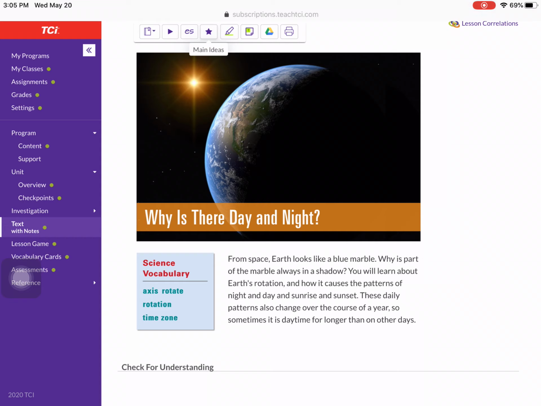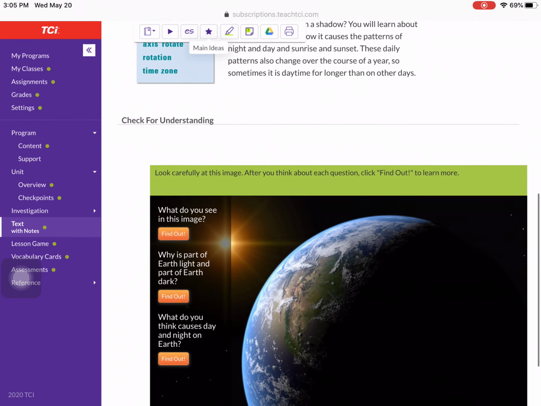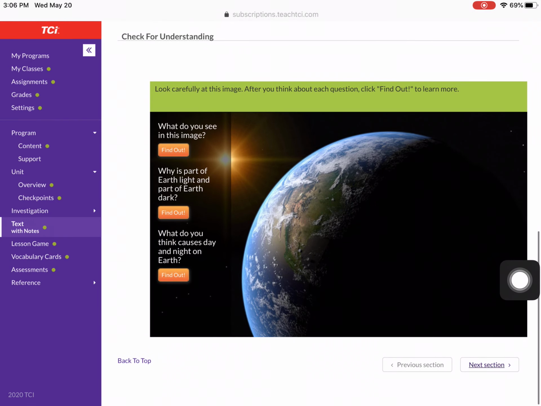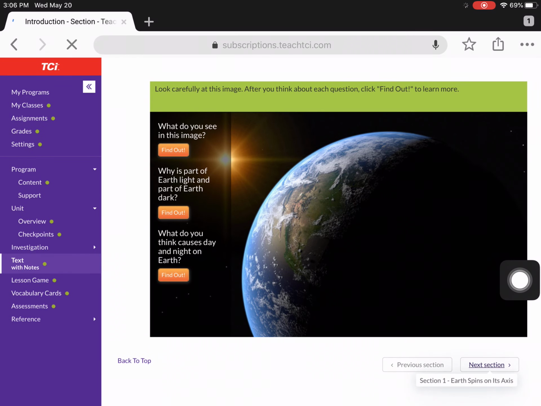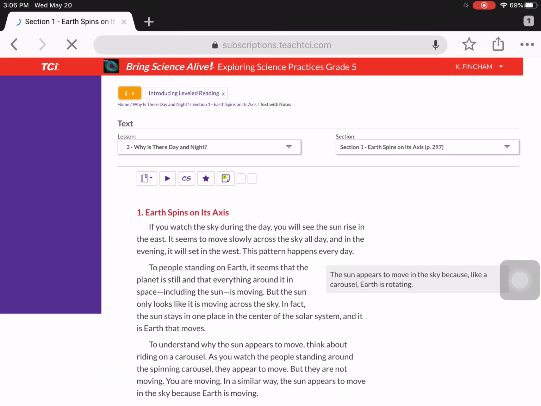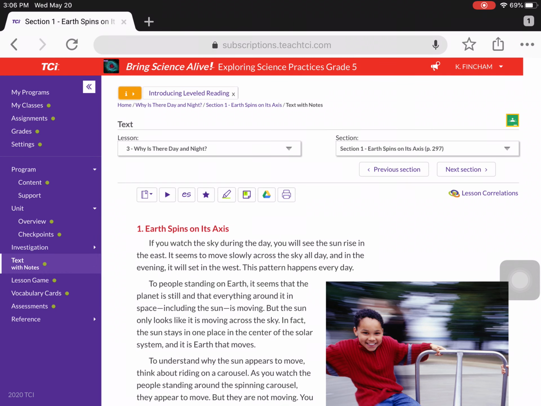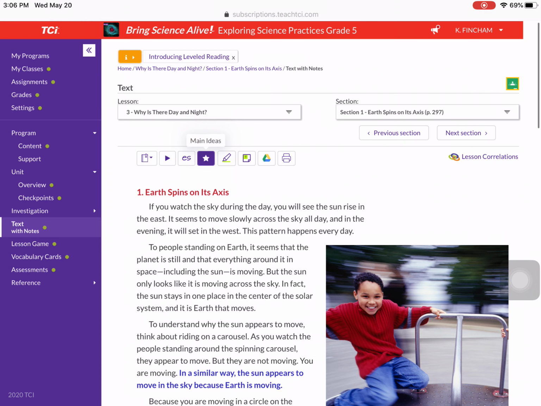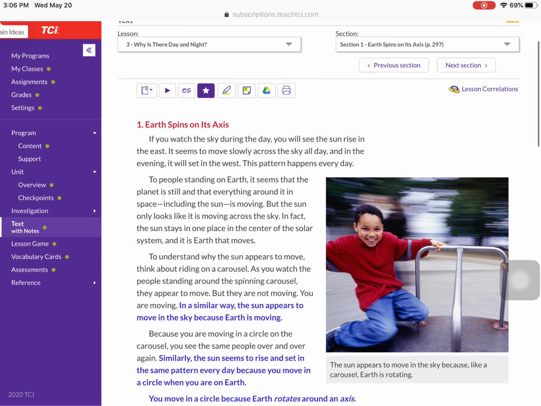These daily patterns also change over the course of a year, so sometimes it is daytime for longer than on other days. And here's a couple things that you guys can click to check your understanding. And here's an image of Earth. We're going to go to the next page here. Page 297. And again, I'm going to click the main idea button because that helps me understand key important details.